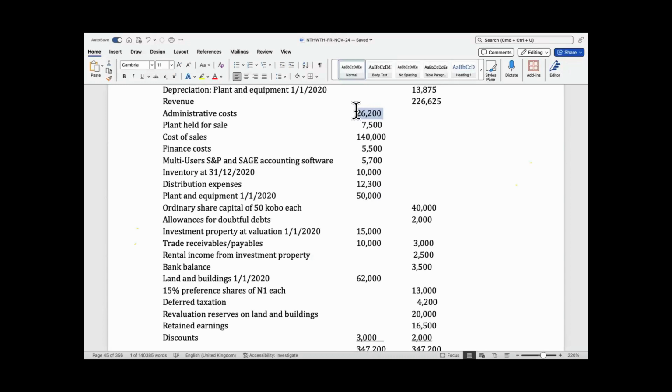How about distribution expenses? Is a separate classification from admin. It's material. Yes, exactly. Material. So what I would have expected us to argue here is this discounts.